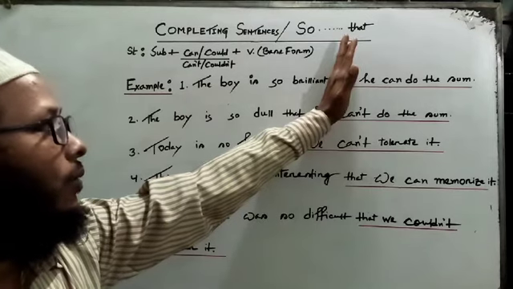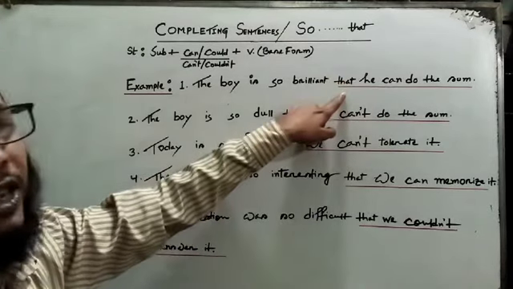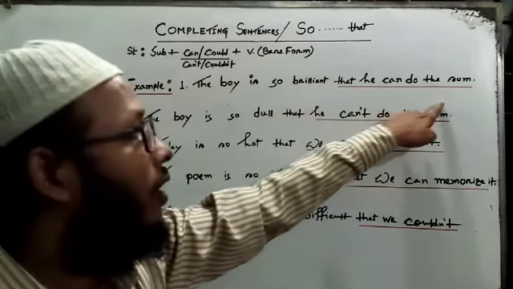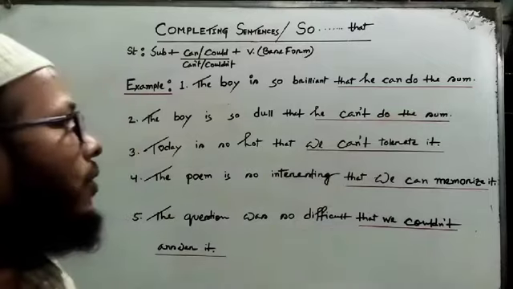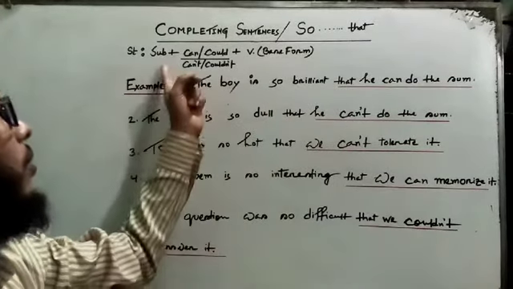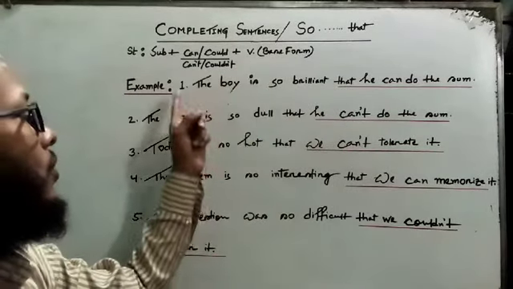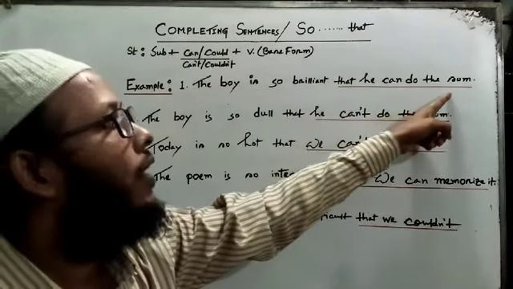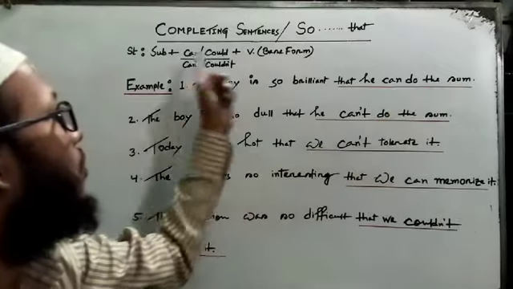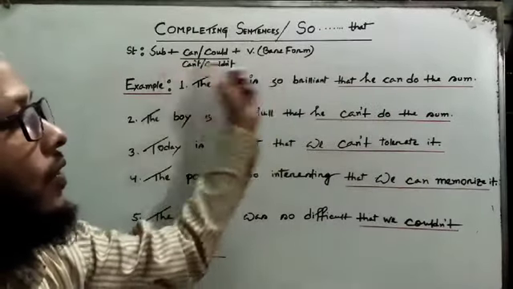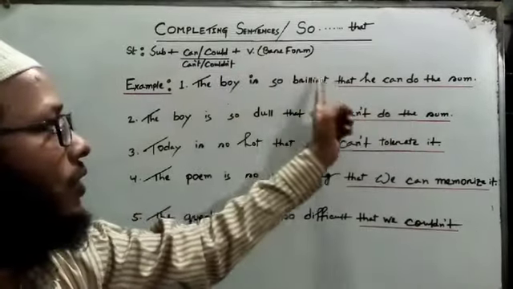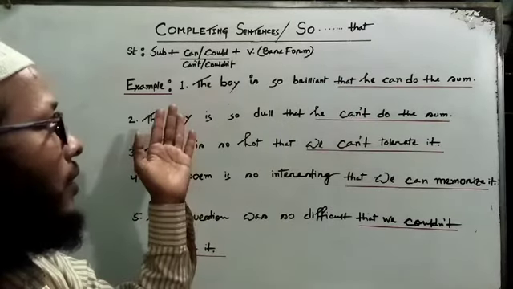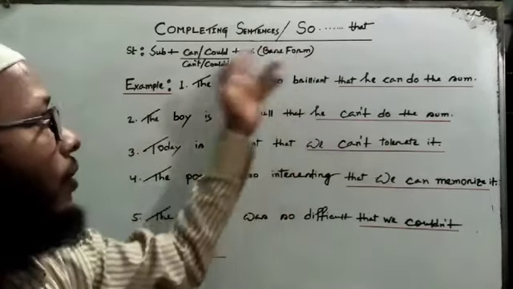So what will you do? You have to write that first, and after that you have to write a clause by following this structure. So, the boy is so brilliant that he can do the sum. By following these structures you can complete the incomplete sentence.